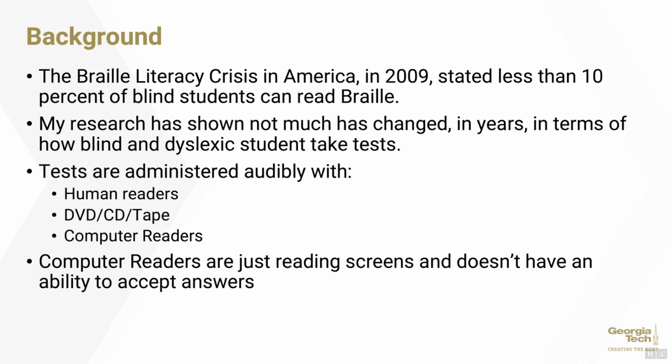Regarding human readers, a human reader is acting as the blind student's eyes. They are not to provide any clues or hints regarding a test. A blind student would ask the human reader, "Could you please repeat that? Could you speak faster? Could you please repeat the answer? Could you please repeat the question?"